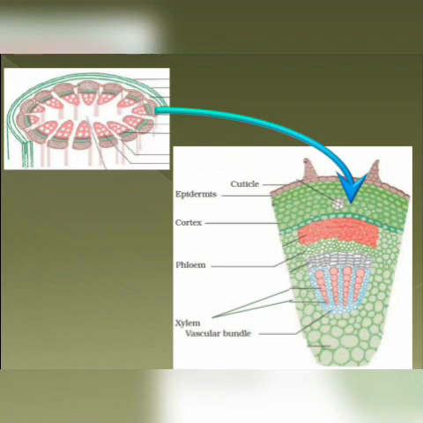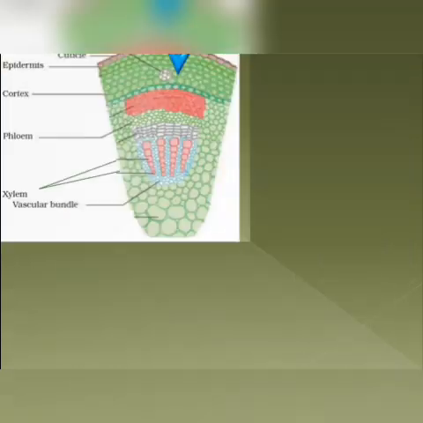Vascular bundle, the last, represents both the types of tissues, for example, phloem and xylem. In the next slide, we will discuss about simple permanent tissue.